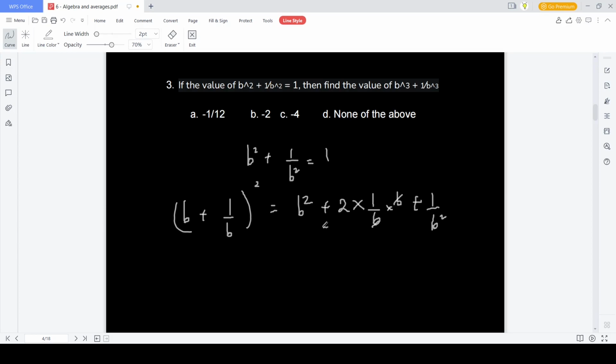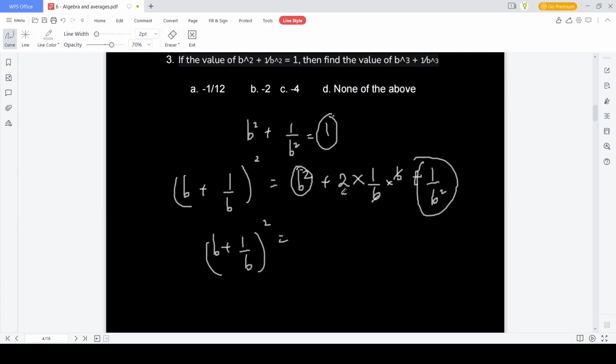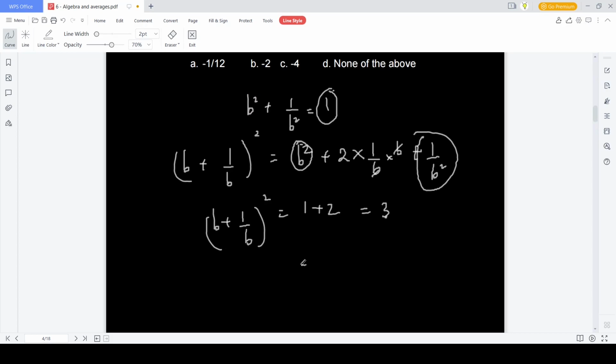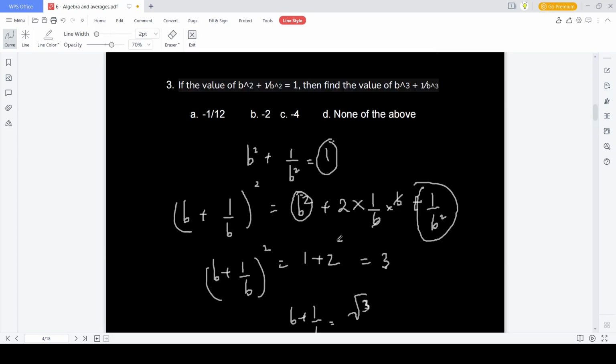Okay, b plus 1 by b we want to find. We know b plus 1 by b the whole square is equal to b square plus 1 by b square, which is nothing but 1 here from the question. So I will write that as 1 plus 2, which is nothing but 3. So b plus 1 by b, I can take square root, comes as root 3. I will not take the negative part of the root, I will only take the positive part.